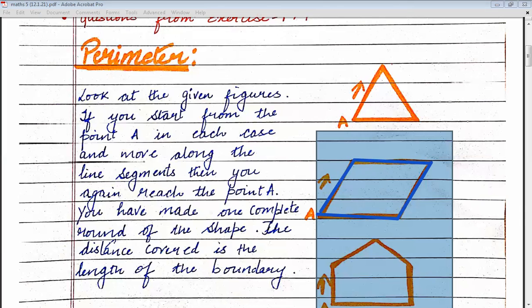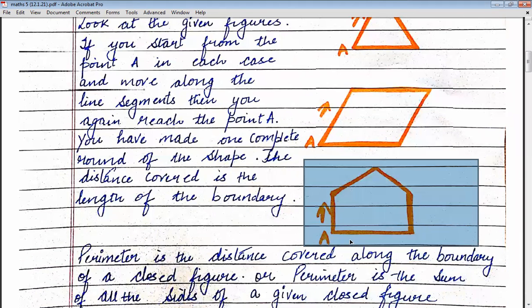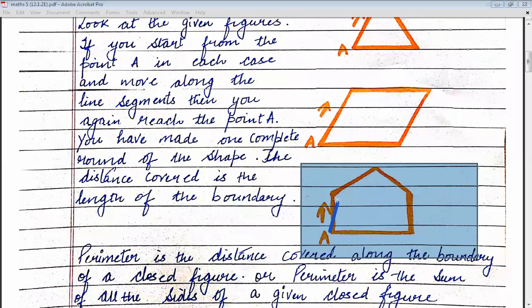Okay, children. Now, similarly, the next figure is your pentagon. Pentagon means a five-sided figure. Now, if you start from point A and go around, you will reach point A one more time. So this is the length of the boundary. In simple language, what is a perimeter? Perimeter is the distance covered along the boundary of a closed figure.